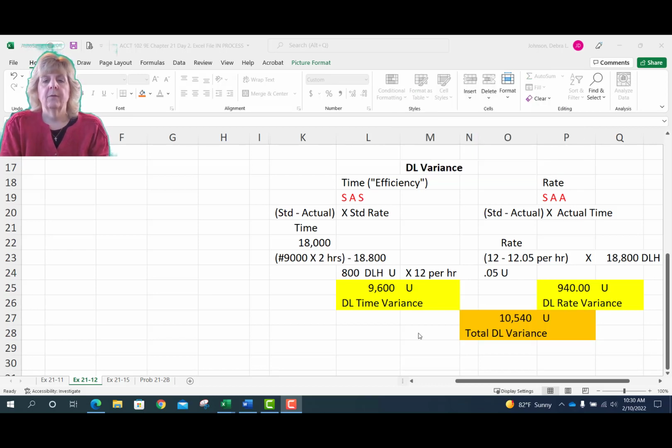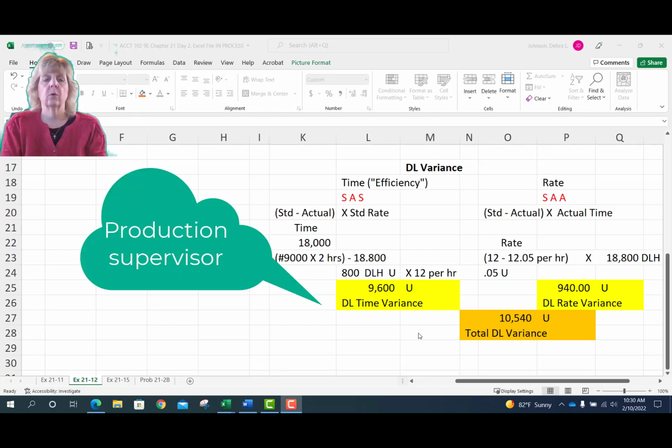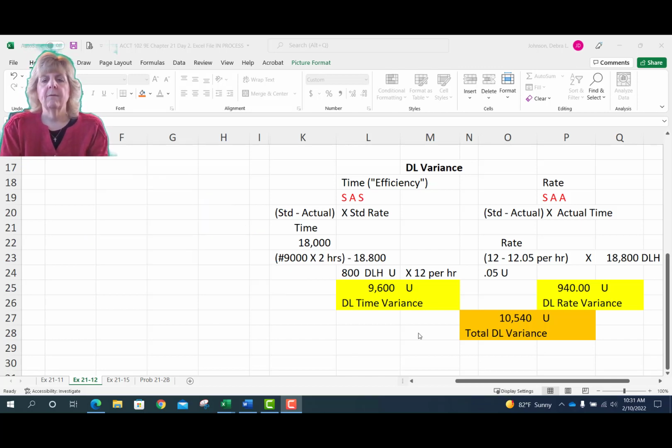So if those variances are deemed significant, the production supervisor would be the one contacted for the time variance to find out why we were inefficient in the use of our human resources. The rate variance, we would need to find out what was behind that. Is it something temporary? Did we maybe need some more expensive workers to fill in for those that were sick? We would go ask probing questions if that were deemed significant.